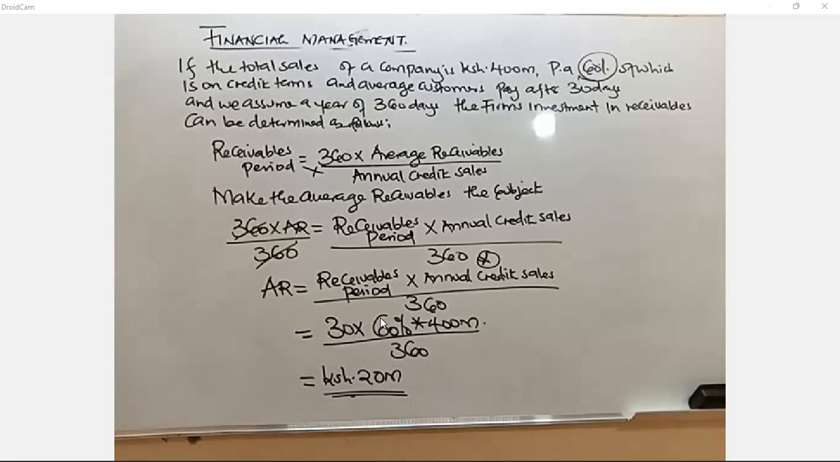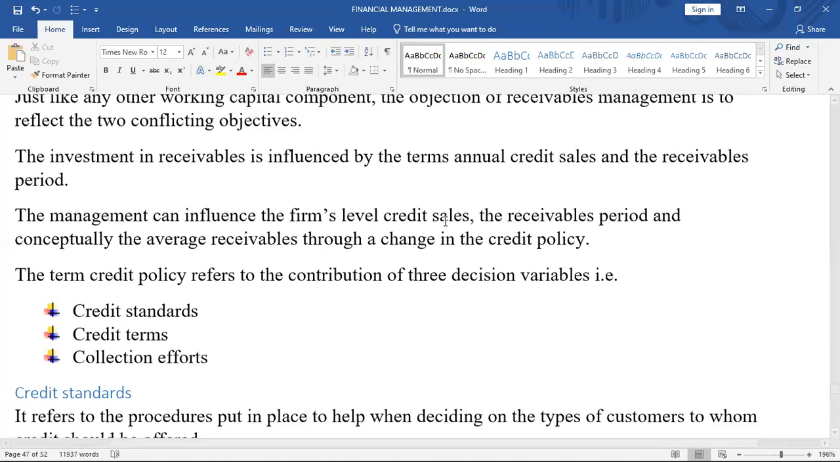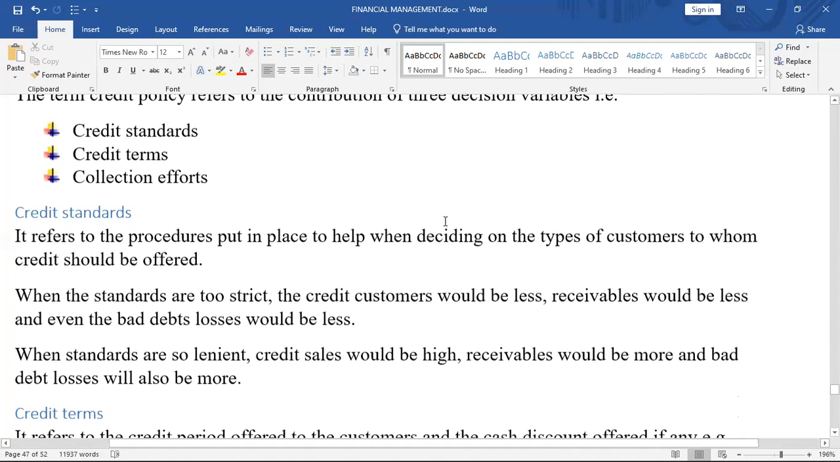the ones which I'm just moving on with, we are saying the management can influence the firm's level of credit sales, the receivables period, and conceptually the average receivables through a change in the credit policy. So the term credit policy refers to the contribution of 3 decision variables. We normally have the credit standards, the credit terms, and then the collection efforts.